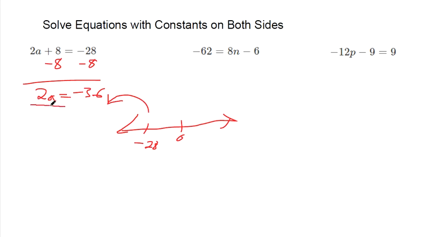And now we've got to get A by itself. That's 2 times A, so I'm going to divide both sides by 2. So I get A is negative 18.